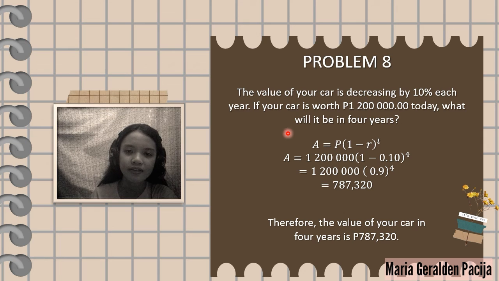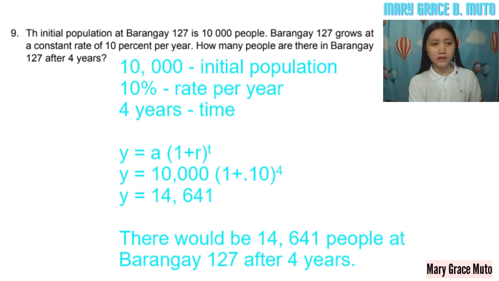For problem 8, since the value in here decreases, we are going to use the exponential decay formula, where A is the final amount, P is the initial amount, r is our rate or percentage, and t is our time. We're just going to substitute the given values and then compute, and then we will have our answer in here, 787,320. Therefore, the value of your car in 4 years is 787,320 pesos.